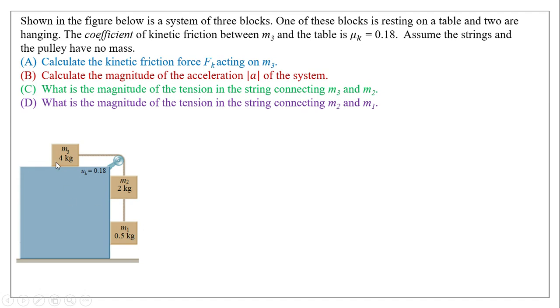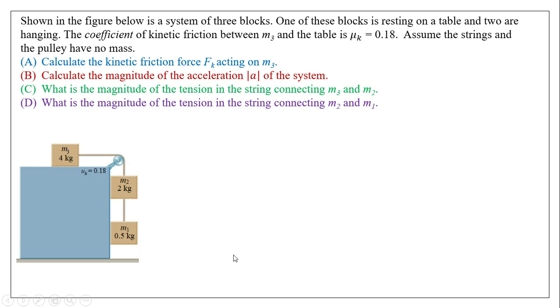So here's M3 of 4 kilograms that's resting on a rough surface, and the coefficient of kinetic friction between the surface and the M3 block is 0.18. Here are two hanging masses, M2 and M1. M2 is 2 kilograms and M1 is 0.5 kilograms.